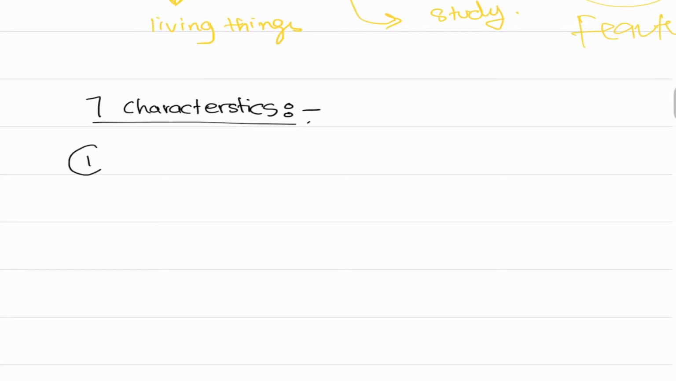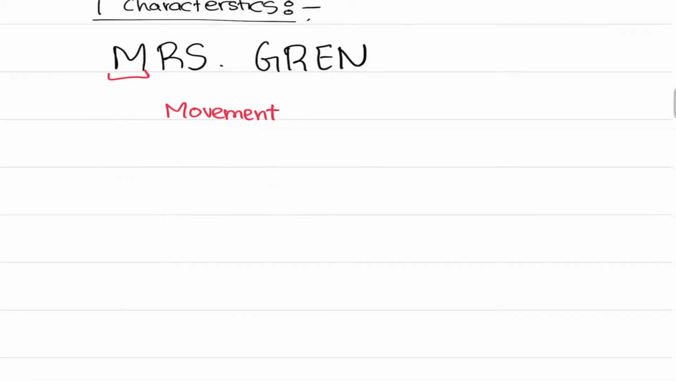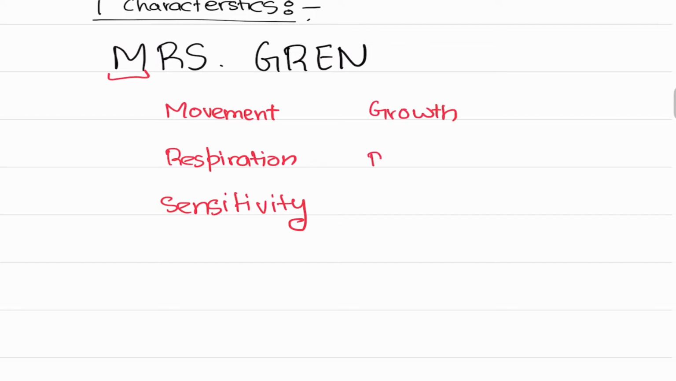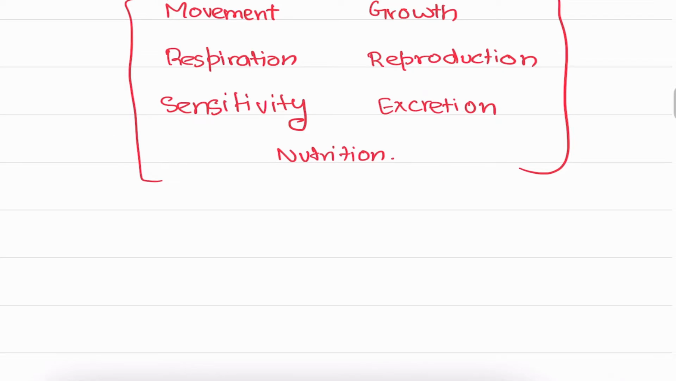There's a trick to learn these seven characteristics, by learning this name, Mrs. Gren. Now I'll tell you what each letter means. M is for movement, R is for respiration, S is for sensitivity, G is for growth, R is for reproduction, E is for excretion, and last but not the least, N is for nutrition. These are all the seven features in every living organism.